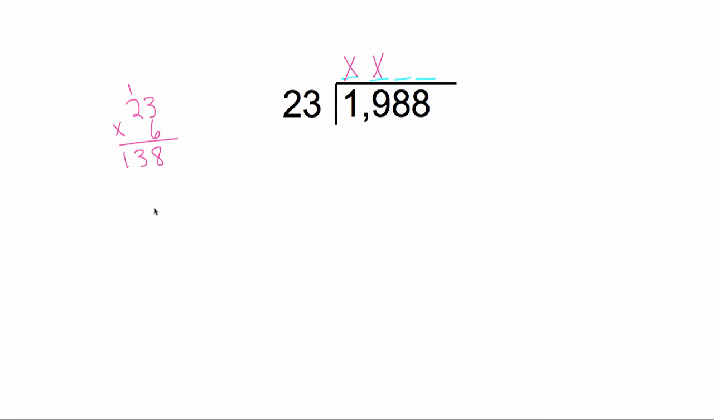I might skip up. Let's just skip up to 7 to be sure. 7 times 3 is 21, carry the 2. 7 times 2 is 14, plus 2 is 16. That's pretty close. Let me try 8.